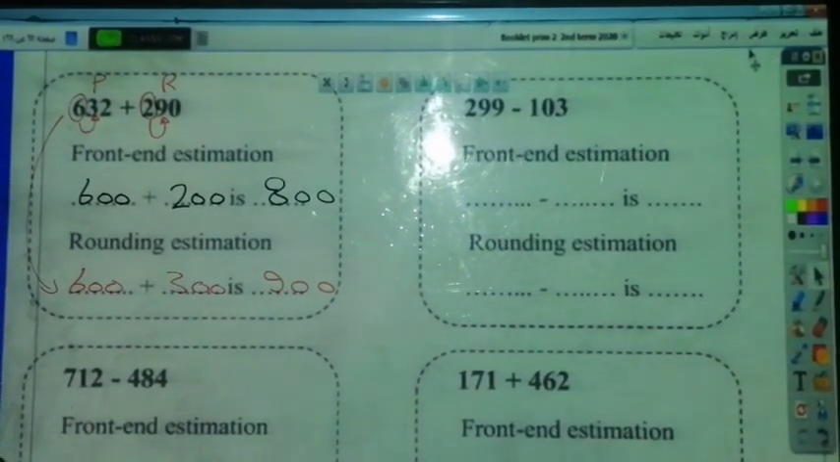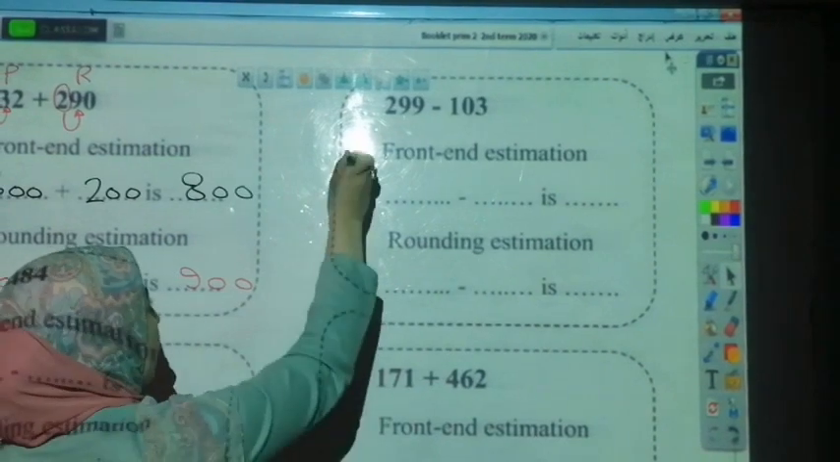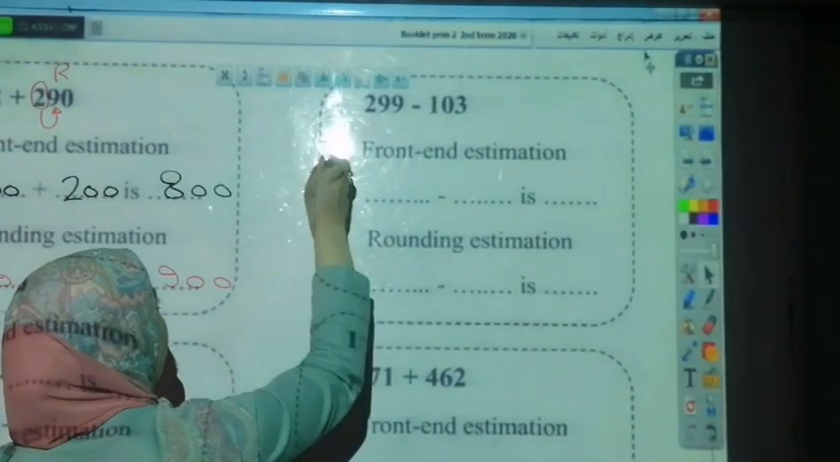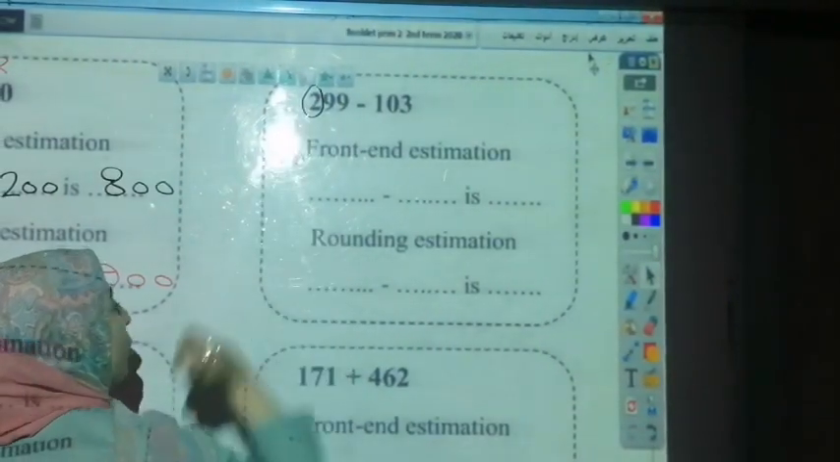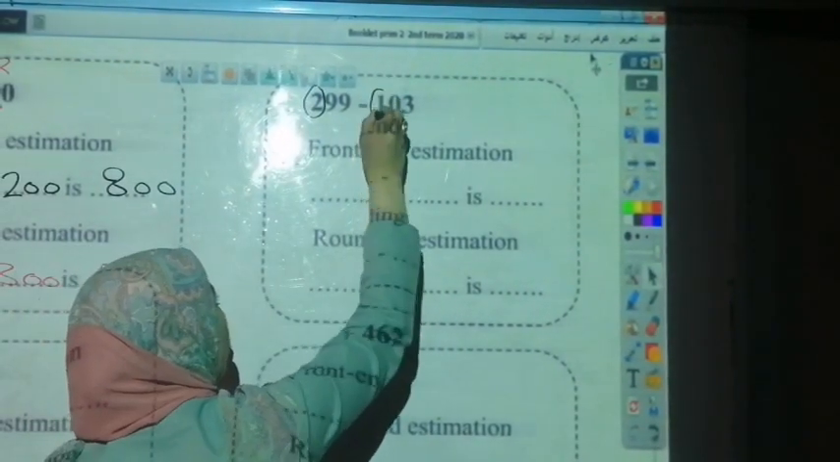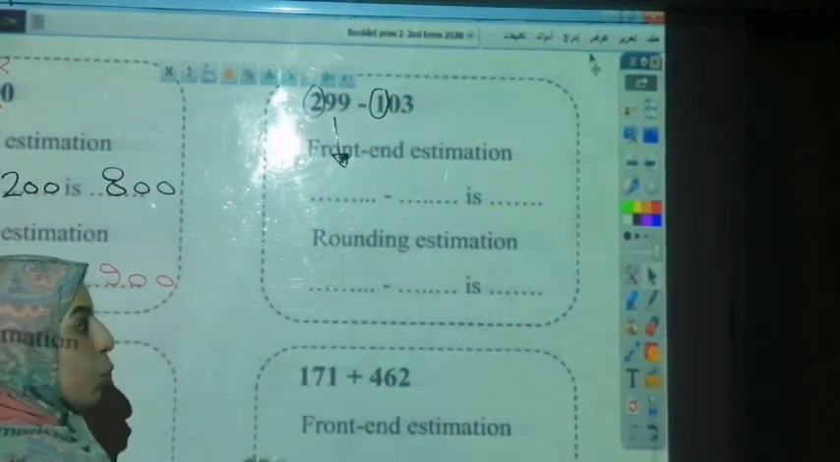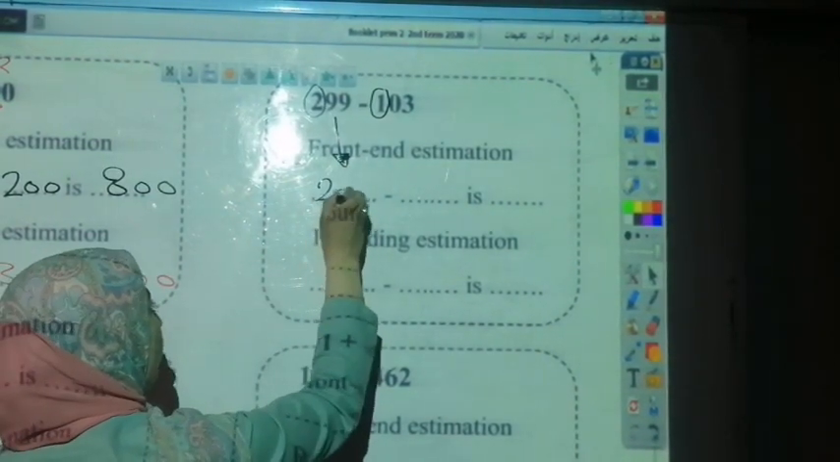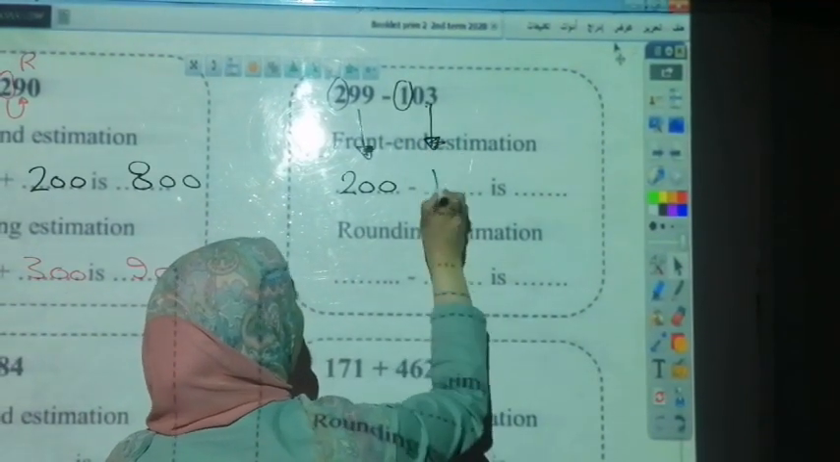And now 299 minus 103. Firstly, front-end estimation. Look at the highest place value. 2 in hundreds. Here 1 in hundreds. So 299 is estimated to 200. 103 is estimated to 100.